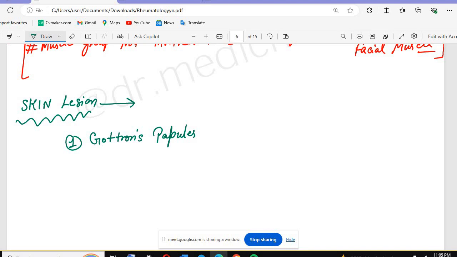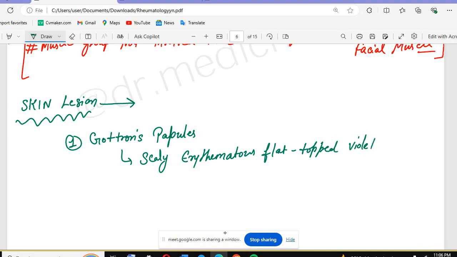If we talk about the Gottron's papules, what are they? Or first you want to see the image? Let's see the image first. Okay, let's go through it. Gottron's papules are erythematous, scaly, flat-topped violaceous papules. Erythematous means there is redness, and violaceous means violet-colored papules or plaques. So what is that?